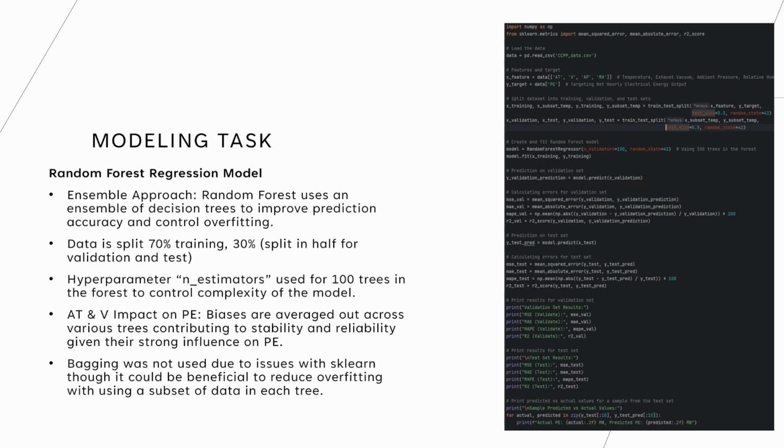Turning to our random forest regression model, this ensemble method employs multiple decision trees to counter overfitting, boost accuracy, and observe the temperature and exhaust vacuum influence on the energy output. By averaging the predictions across various trees, the model neutralizes individual biases from these features, enhancing stability and reliability in predicting energy output. Complexity is controlled by setting the hyperparameter n_estimators to 100 trees. Bagging was not used due to a technical issue, though I do believe that would have had a positive influence on the final results.